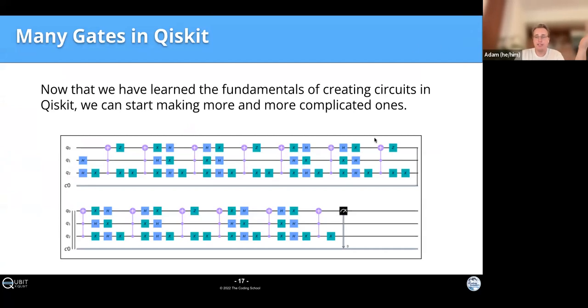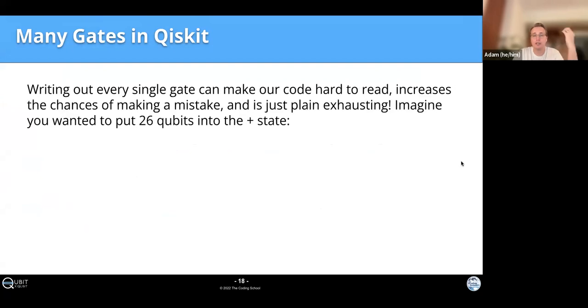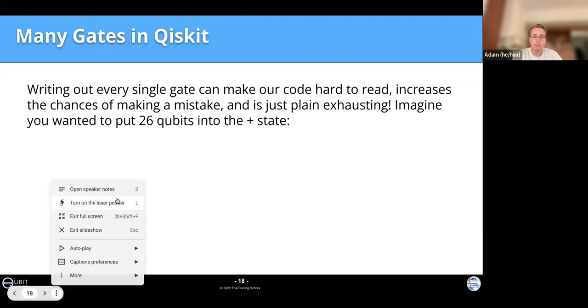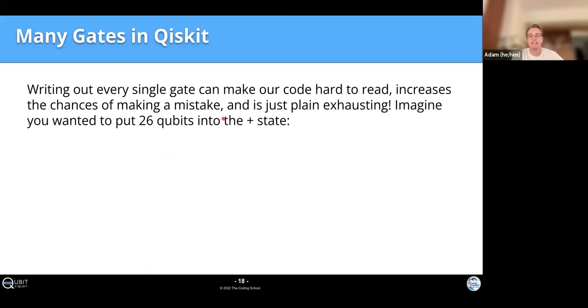But you can imagine that these might start getting really, really big. We might start having things that we're doing over and over again in all these different ways. And to make these more complicated circuits that are really big, it might be helpful to have some certain tools here. For instance, imagine you're writing out every single gate for something like 26 qubits, and you want to put them into the plus state. That would be 26 different lines of code to more or less just say, put all the 26 gates in.